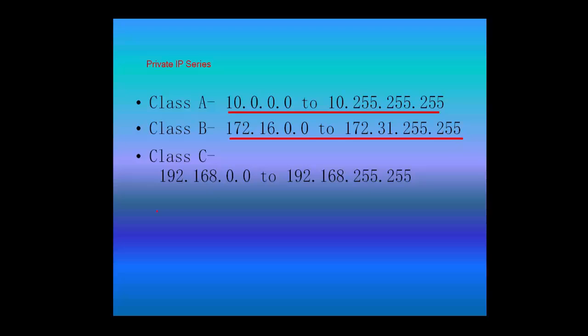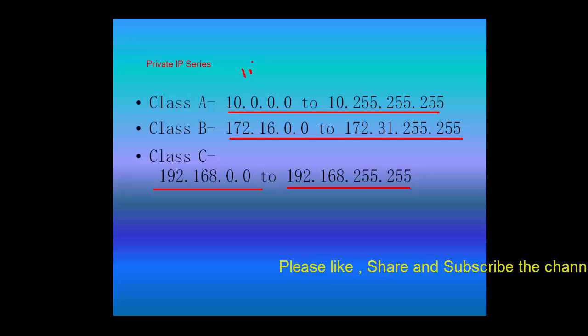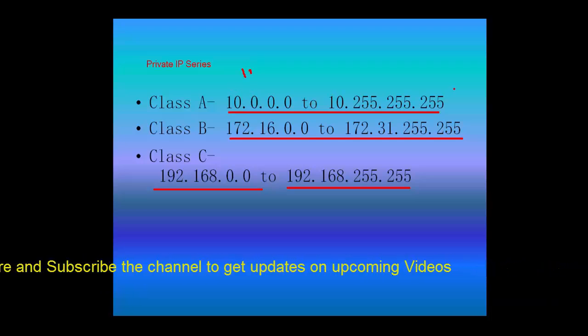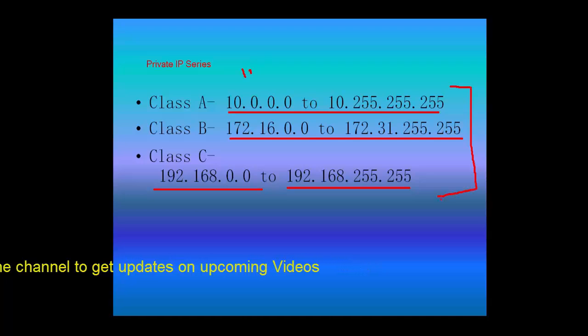And in C class, 192.168.0.0 to 192.168.255.255 as private IPs. You can use these IPs in your private network without any permission. But apart from these IP series, if you start using 11, 12, and you are not connected to the internet, then no problem. But if you need to connect to the internet, you cannot use these IP series in your private network, except 10, 172 and 192.